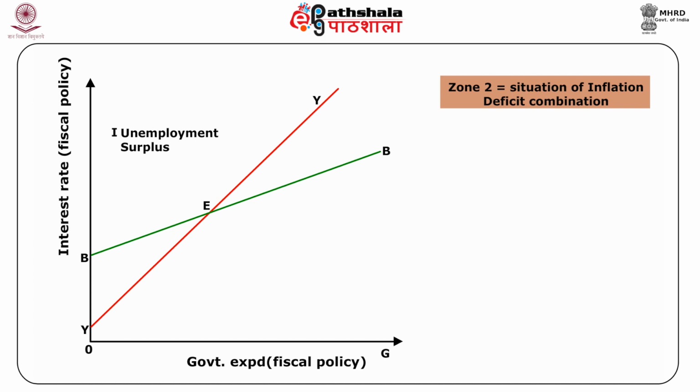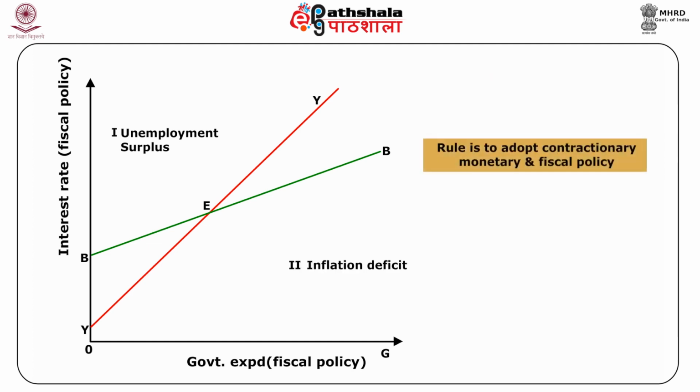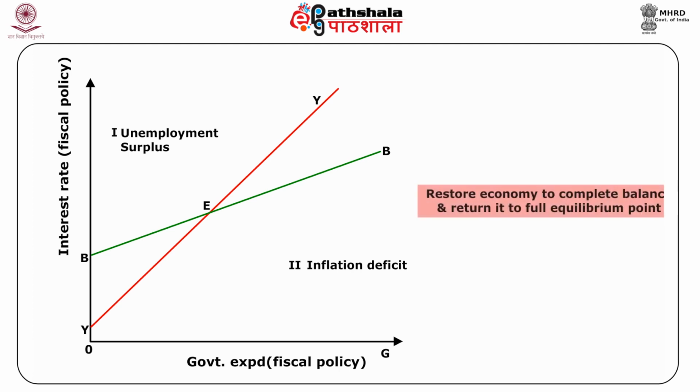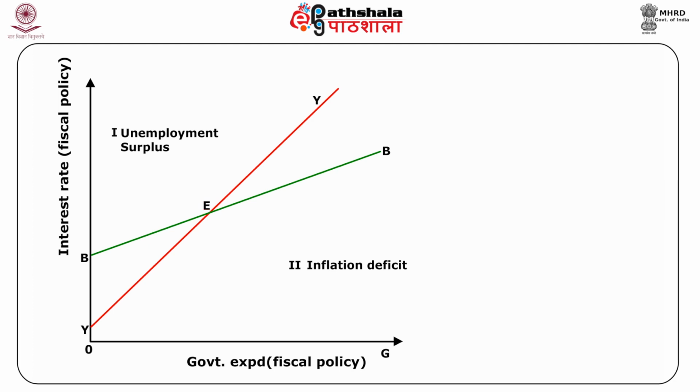Zone 2. We are on the right side of the YY and BB lines in this zone, so it depicts the situation of inflation deficit combination. The rule is to adopt the contractionary monetary and fiscal policy. They will restore the economy to a complete balance and return it to the full equilibrium point at E.